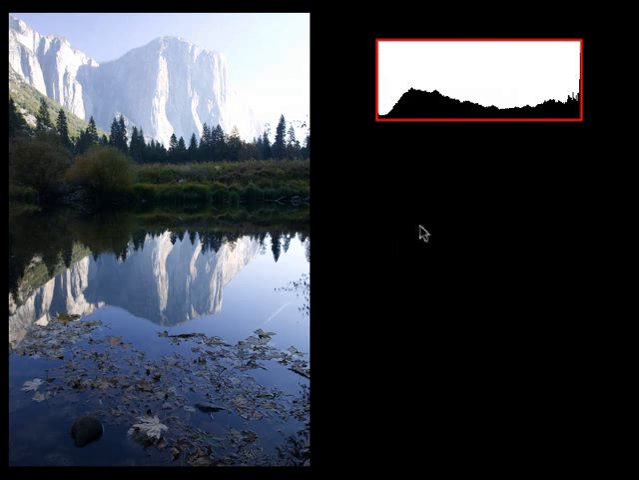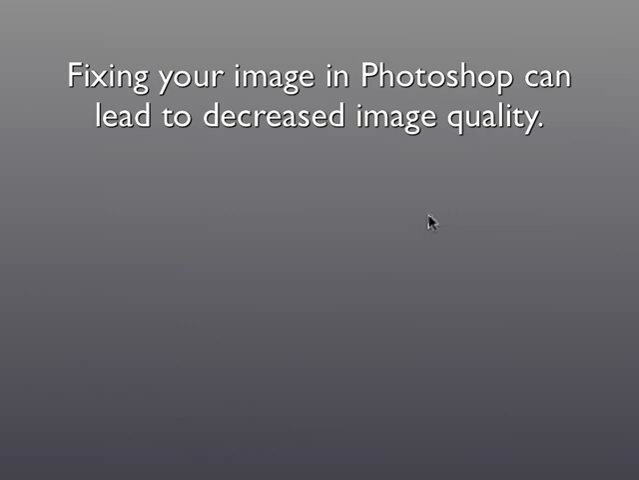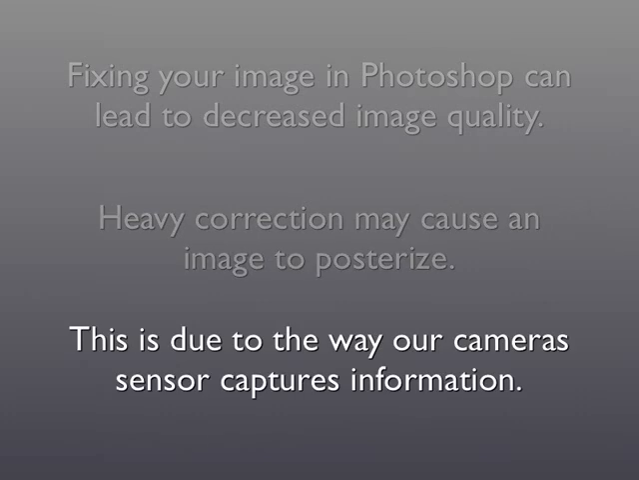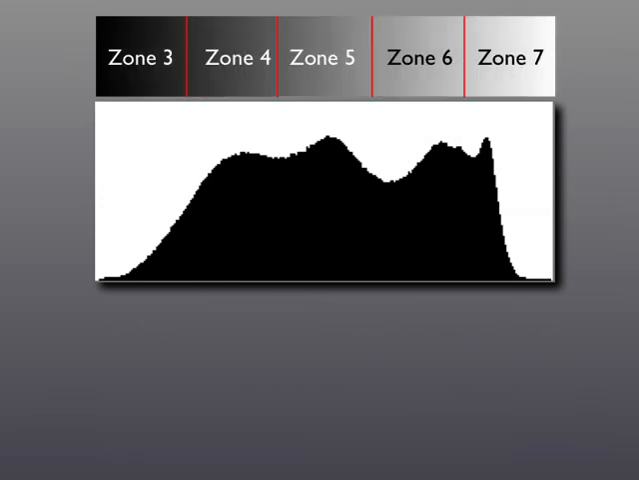in Photoshop. The reason for that is because fixing your image in Photoshop can lead to decreased image quality, and heavy correction may cause an image to posterize. I'll show you what that means in just a second. And the reason that it posterizes is due to the way our camera's sensor captures information. Let me show you. Here's our histogram and the corresponding tones as they lie out.